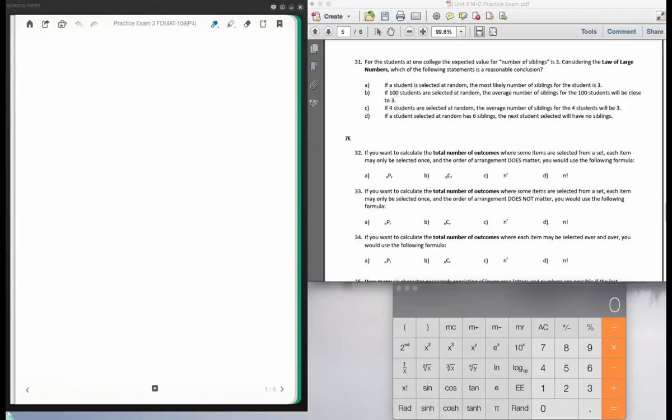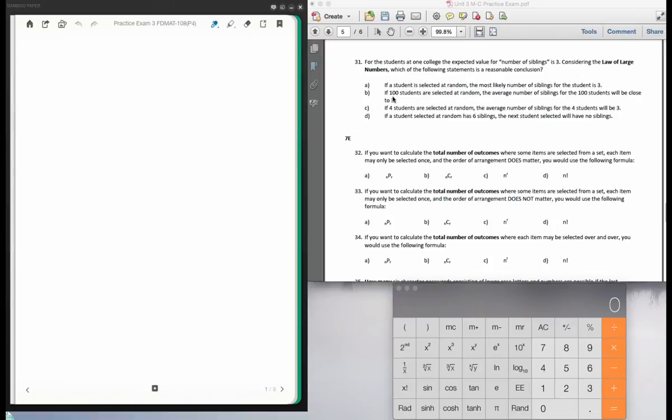For students in one college, the expected value for the number of siblings is 3. Consider the law of large numbers. Which of the following statements is a reasonable conclusion? If a student is selected at random, the most likely number of siblings is 3, and that's what the law of large numbers says, on average. So it's not good, but let's see if there's a better option. That's not a good conclusion.